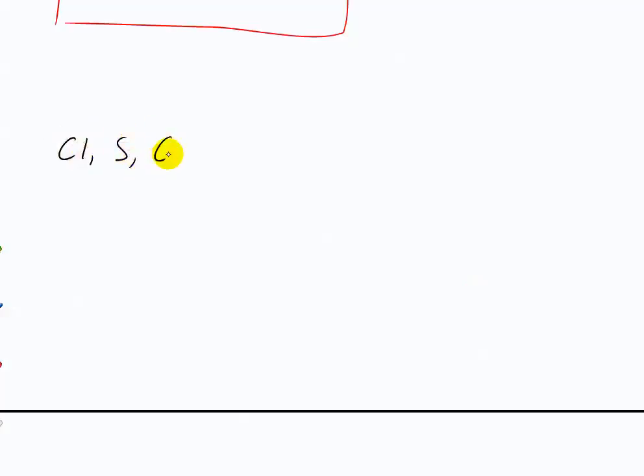For example, decreasing first ionization energy. So I want everybody on your own to decide, even if you're not sure why, decide on an order that you're going to put in there. And then we'll talk about it.